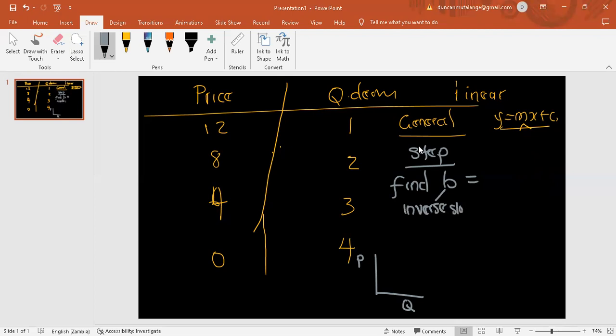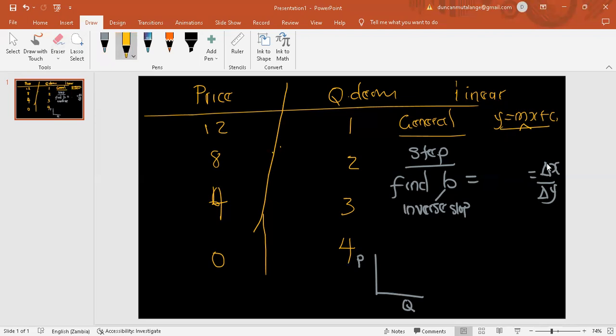By inverse slope, you know that for the slope we're finding the change in y over the change in x, isn't it? But when we're finding the inverse slope, the inverse slope, this B, will be equal to the change in x over the change in y. And that's what we mean by inverse slope. It's just the opposite of what we are having. So right here, we're not going to calculate the direct gradient, but the inverse slope. So B is the inverse slope, the change in x over change in y.